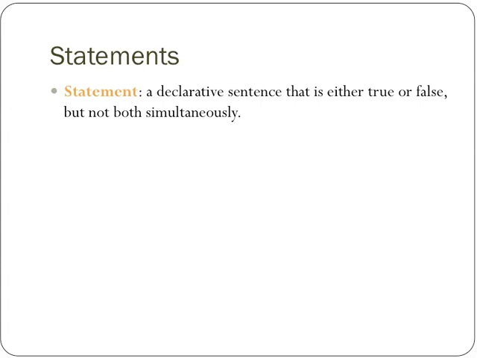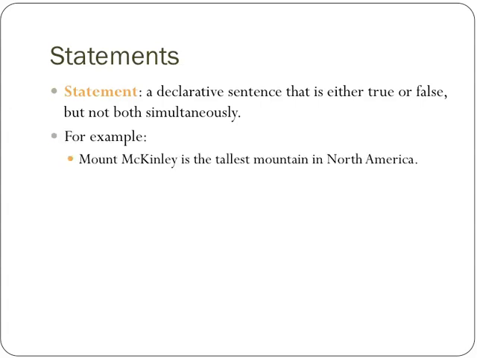So a statement is a declarative sentence that is either true or false, but not both simultaneously. So for example, these two are statements. Mount McKinley is the tallest mountain in North America. That is a declarative sentence. It is definitely either going to be true or it's going to be false. Now, if it's false, it's still a statement, it's just a false statement.